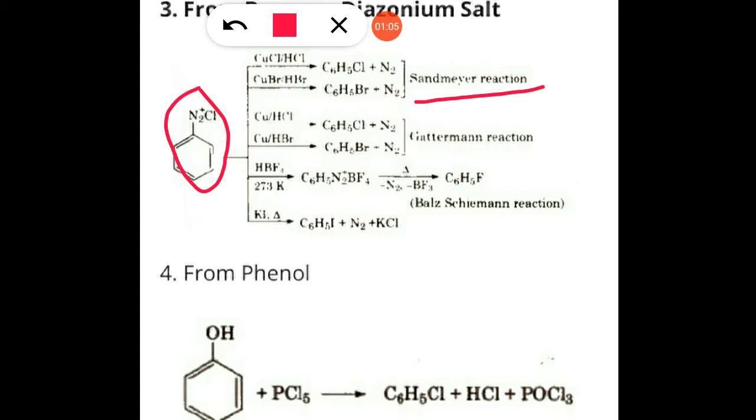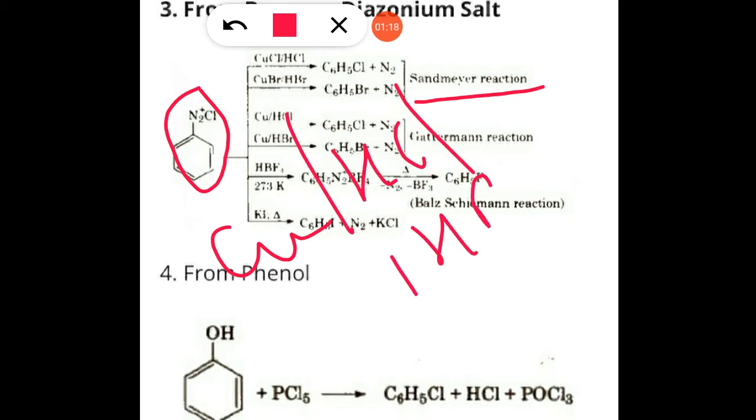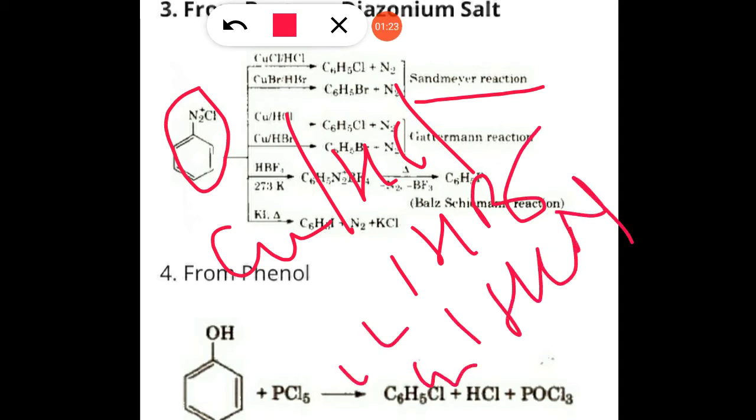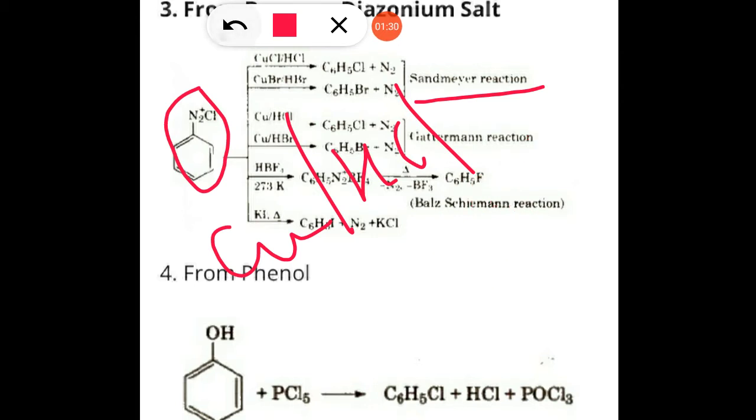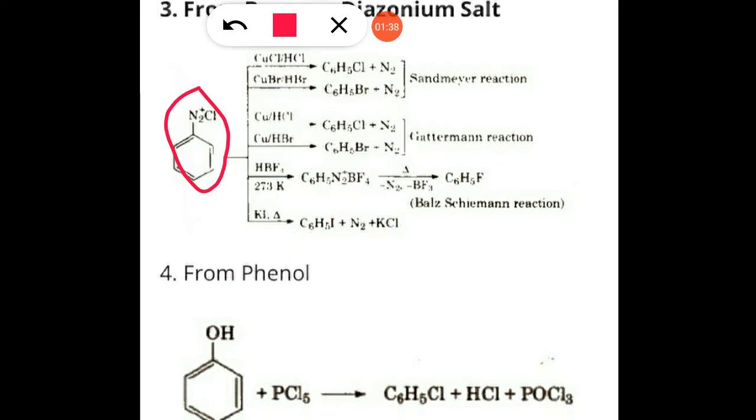Now, the Gattermann reaction. The Gattermann reaction is similar to the Sandmeyer reaction, only the concept changes. He took copper in HCl, copper in HBr and copper in HCN, right? Here the products are the same, but the reagents are different, so the name Gattermann reaction is given, right? So this is the Gattermann reaction, which is similar to the Sandmeyer. Both give the same products: chlorobenzene, bromobenzene, cyanobenzene, etc.